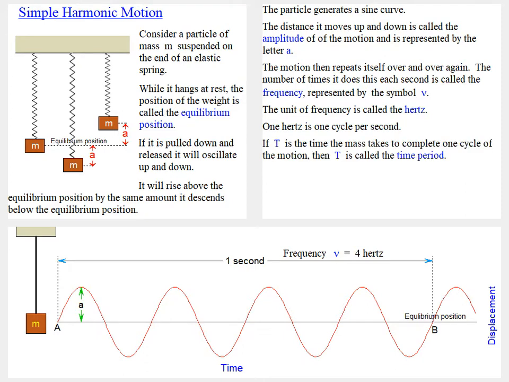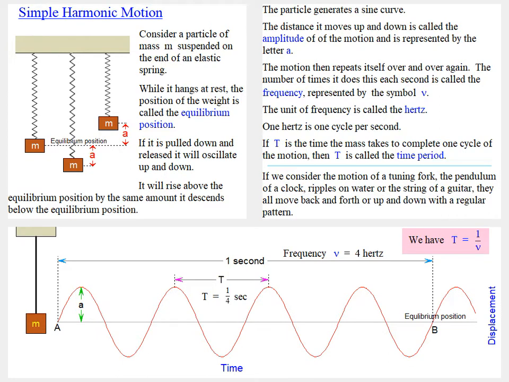If t is the time the mass takes to complete 1 cycle of the motion, then t is called the time period. On the graph we have t is equal to 1/4 of a second. So we can see t is equal to 1 over nu. The time period is 1 over the frequency.